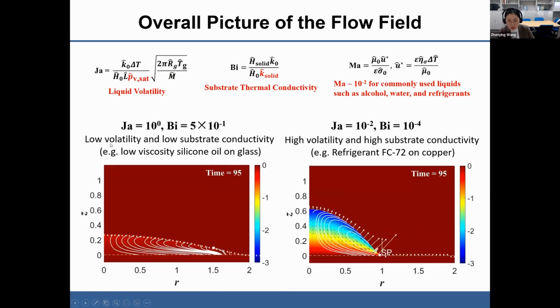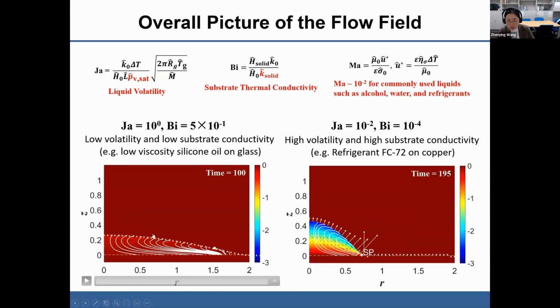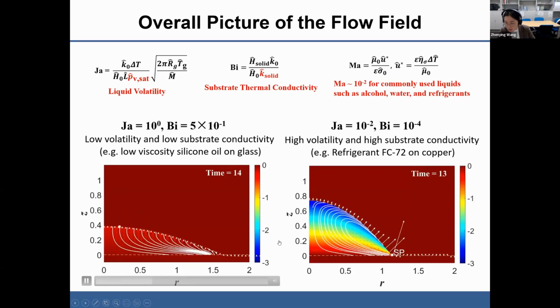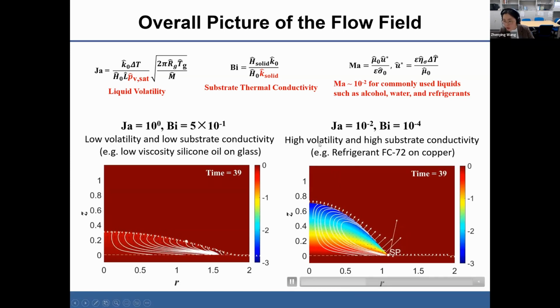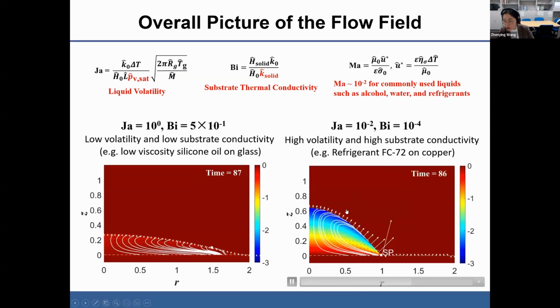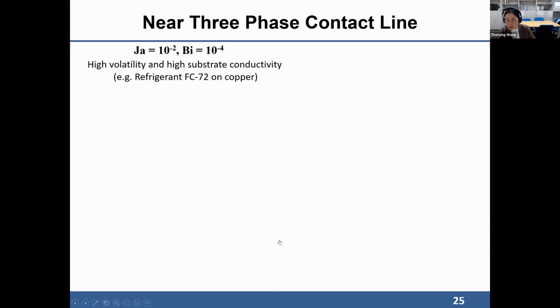So again, we can see that for the low volatility case, the flow field inside the droplet is dominated by the capillary flow. The flow field is roughly all the way outward towards the contact line. While when the droplet becomes volatile and the substrate conductivity becomes larger, we can see that because of the evaporation cooling effect, the thermal Marangoni effect becomes stronger and it will form a stagnation point near the droplet surface.